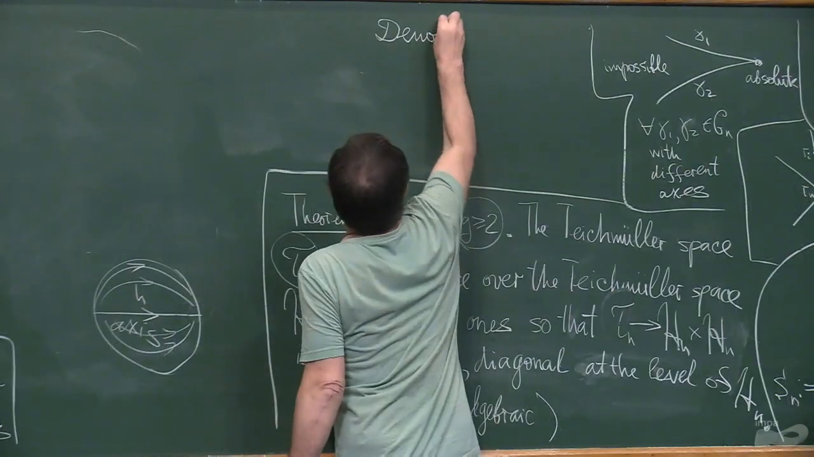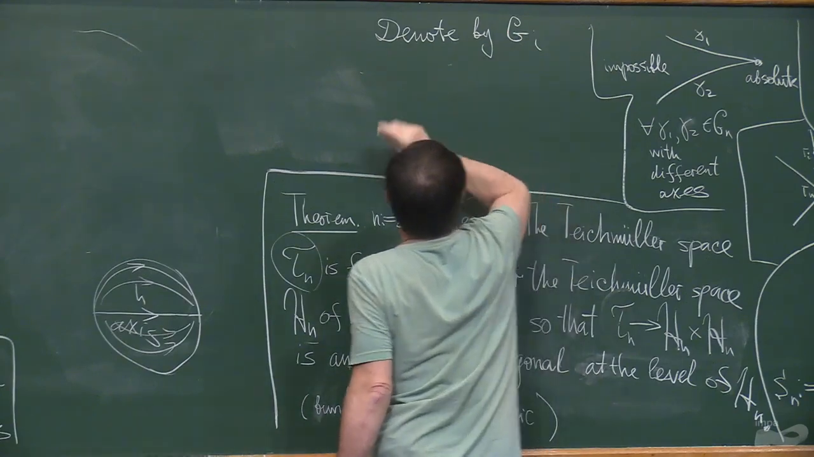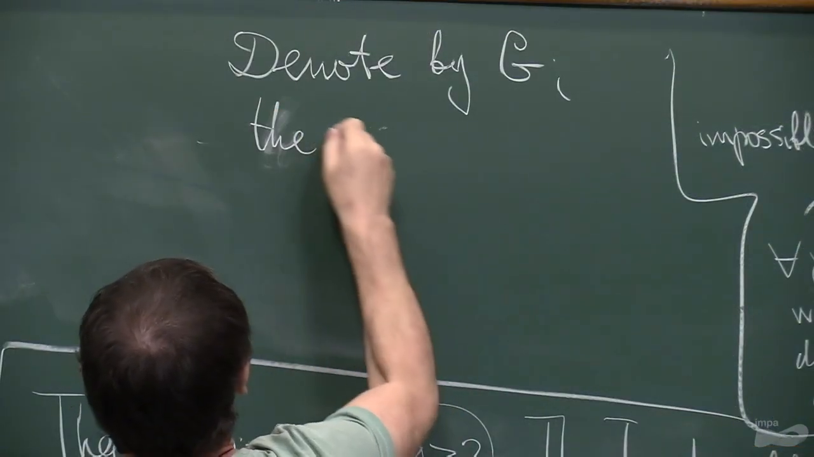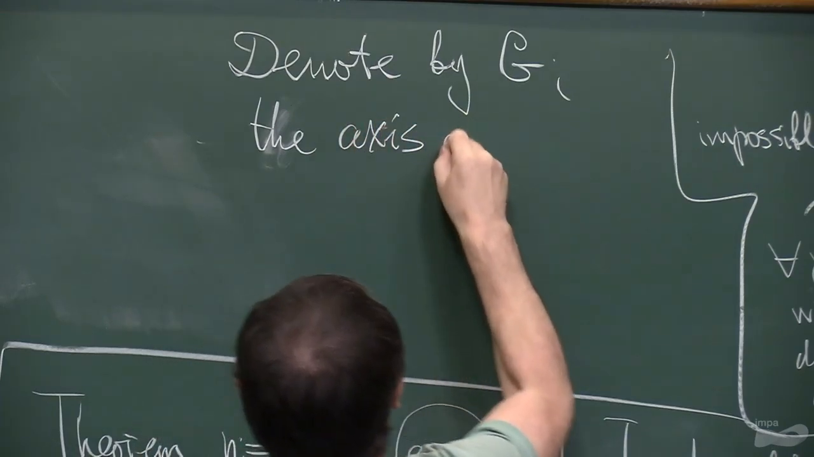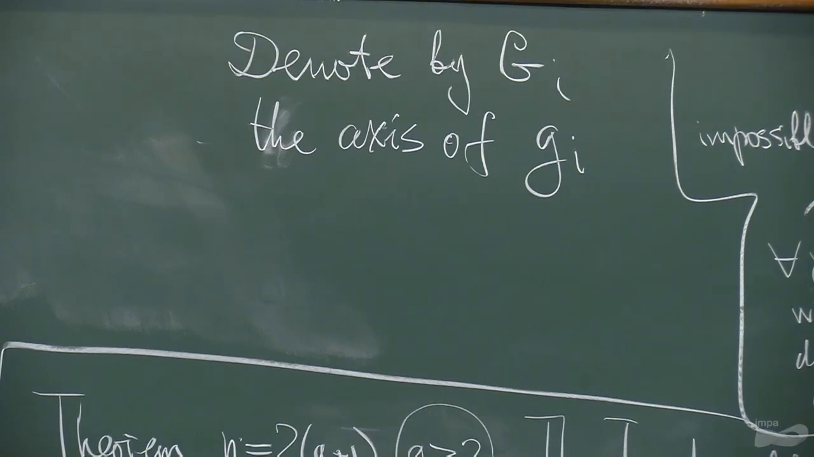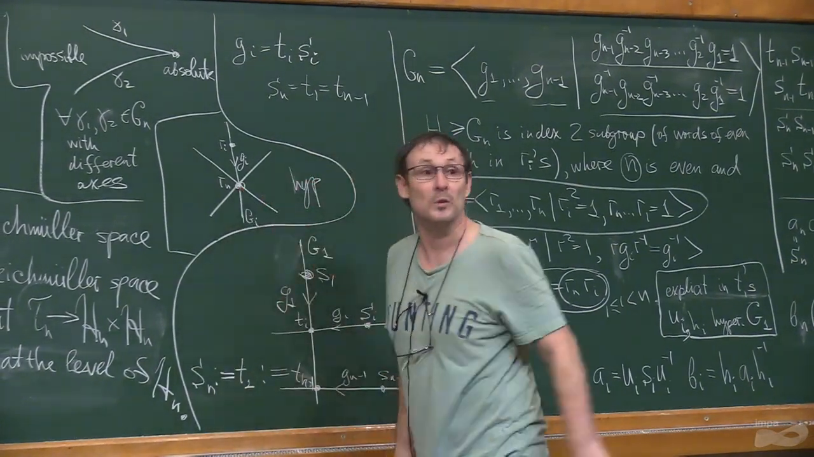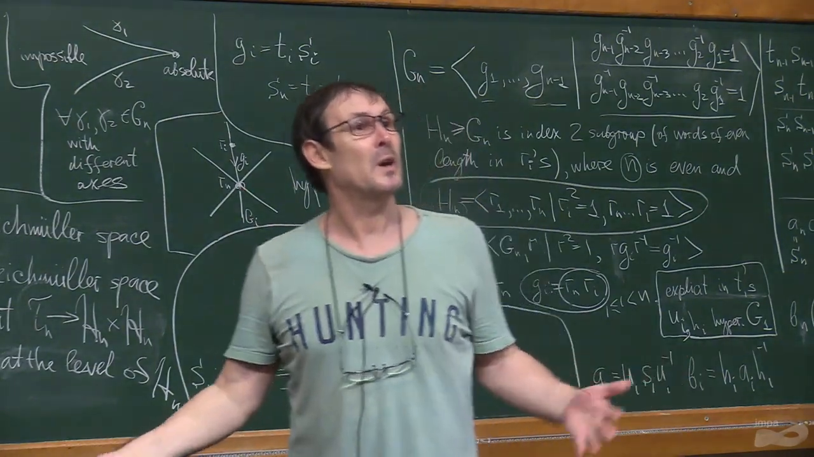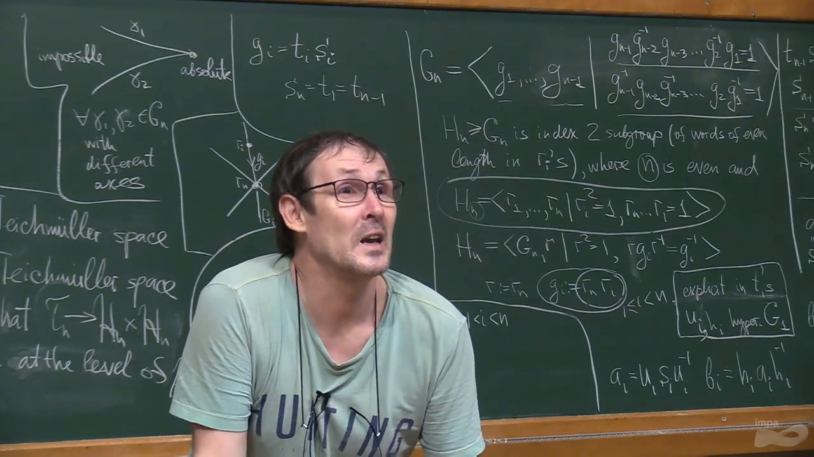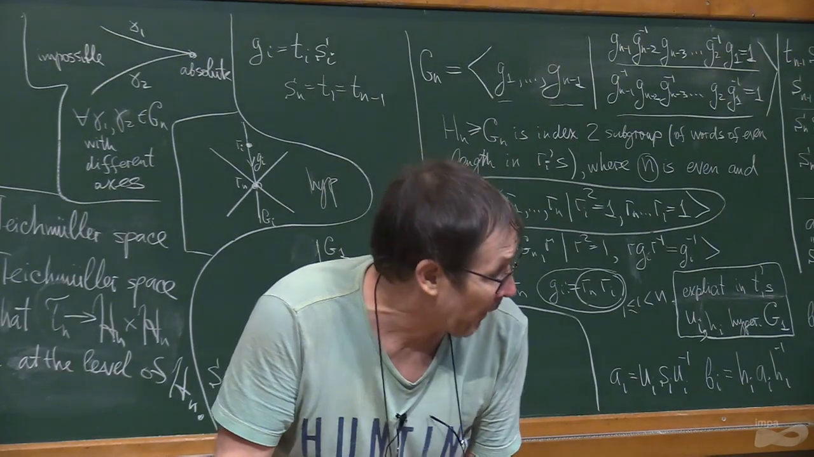So we can see in the hyperelliptic case that, denote by gi the axis of gi, all these axes gi intersect in this point in the hyperelliptic case. This is really a characterization of hyperelliptic curves. Okay?